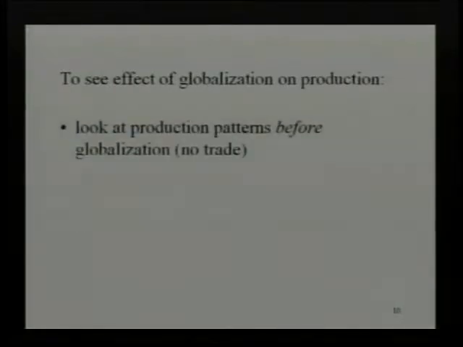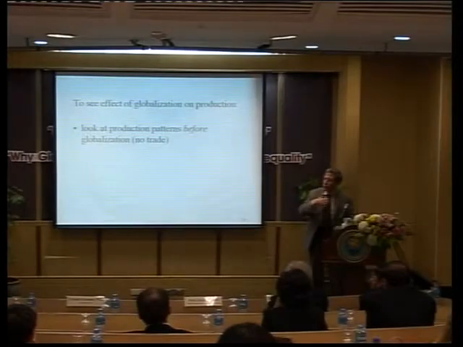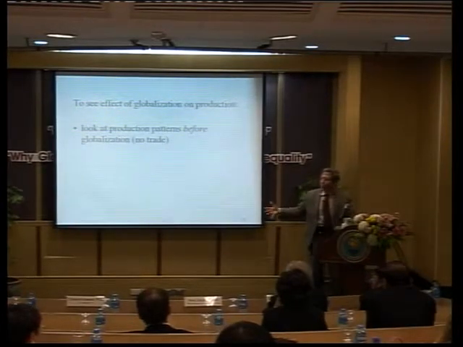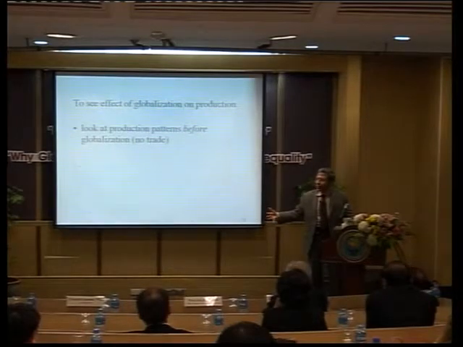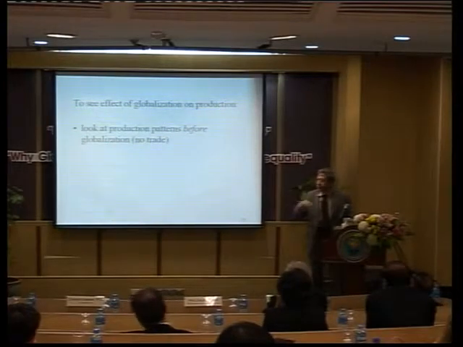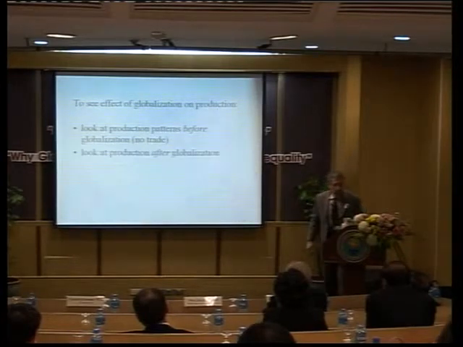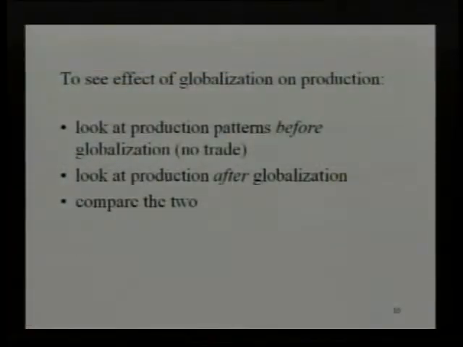Well, to see how globalization affects production, let's do a thought experiment. Let's look at production before globalization takes place, and then we'll imagine that barriers to trade between the US and Mexico are removed, and we'll look at production after the trade barriers have been removed, after globalization occurs, and the difference between the two can be attributed to globalization. So let's do that.